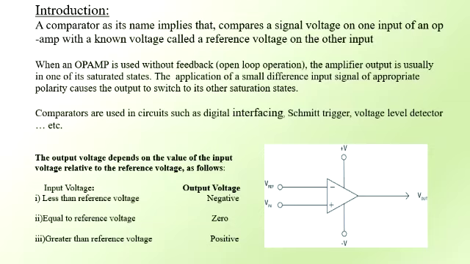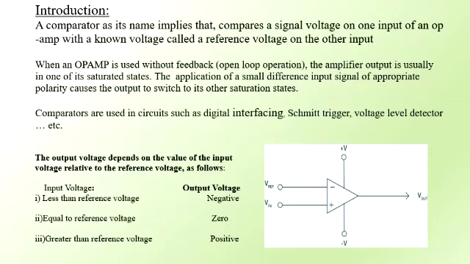When the non-inverting input is greater than the inverting input voltage, then the output of the comparator is high. When the non-inverting input voltage is less than the inverting input voltage, then the output of the comparator circuit is low.